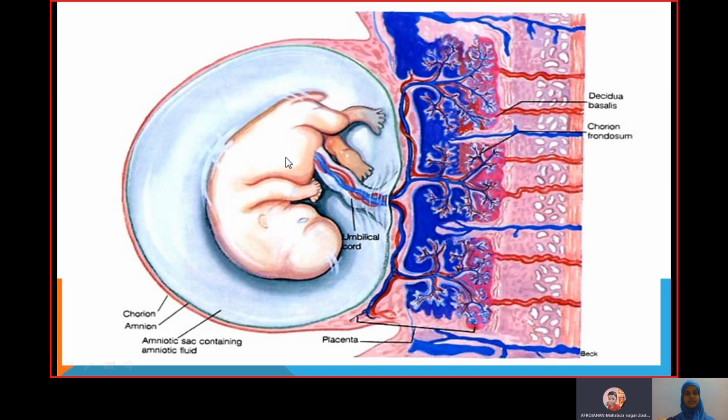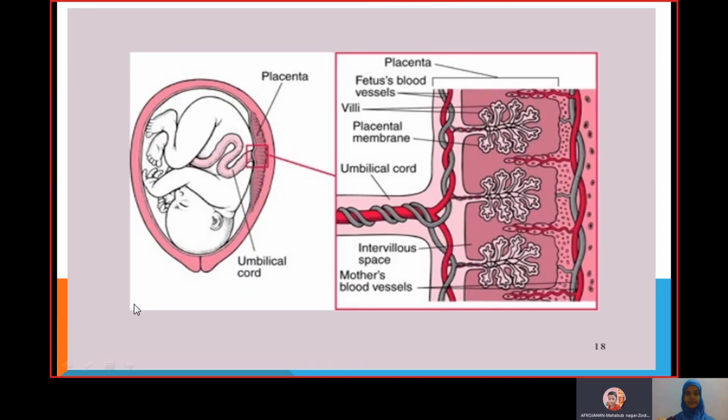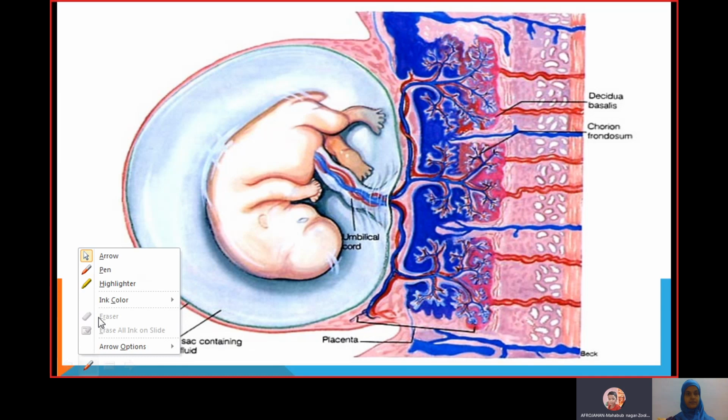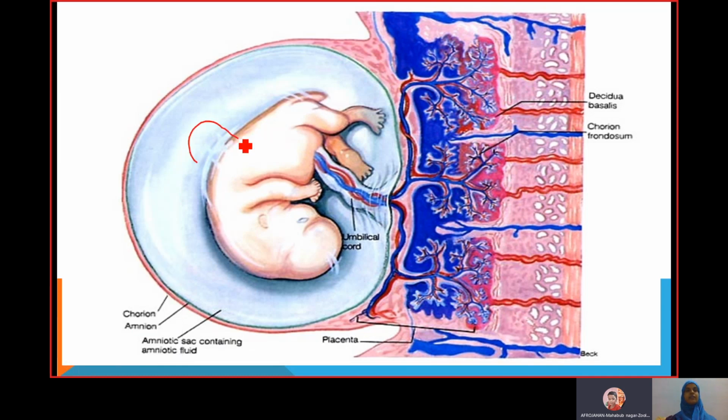In this structure you can see the growing fetus. These are the layers surrounding the fetus: extra-amniotic layer, chorion and amnion. This is the amniotic fluid, which protects the fetus as a shock absorber. See here, this is the umbilical cord which brings the arteries and veins. These arteries and veins extend into the chorionic villi. This is the chorionic villi.